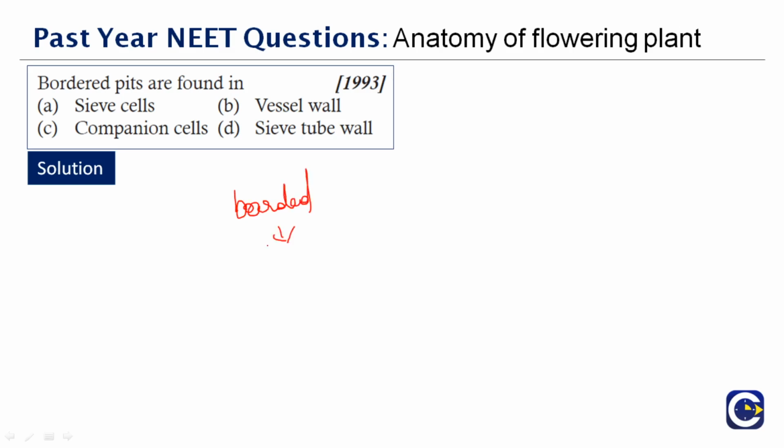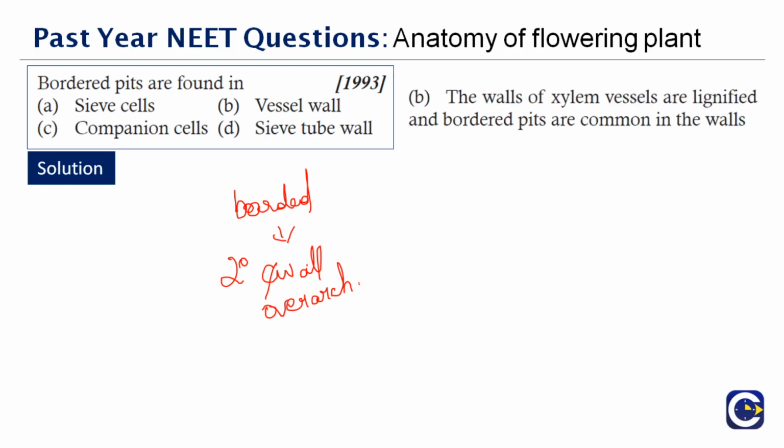During the development of the pit, the secondary wall will overarch and form a border over the cavity. So this is called a bordered pit. Where is it found? It is found in the vessel wall. The walls of the xylem vessels are lignified, and bordered pits are common in these walls. Therefore, the correct answer to this question is option B.